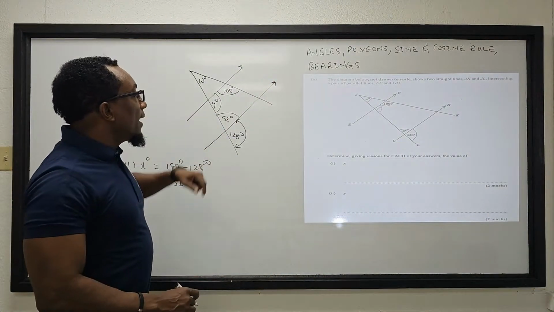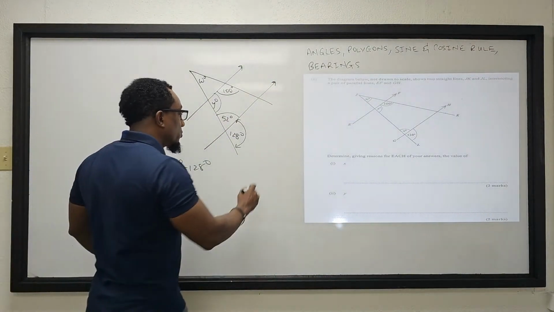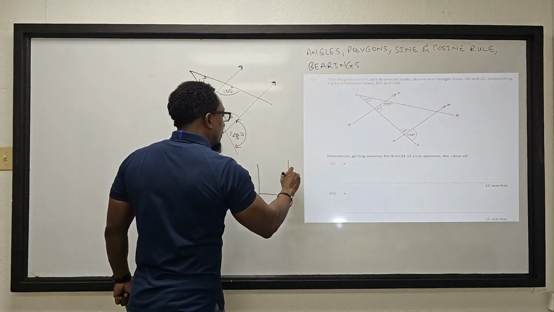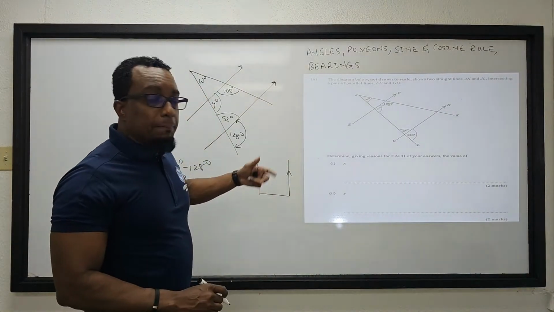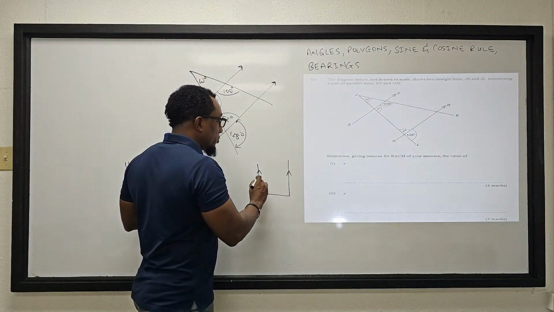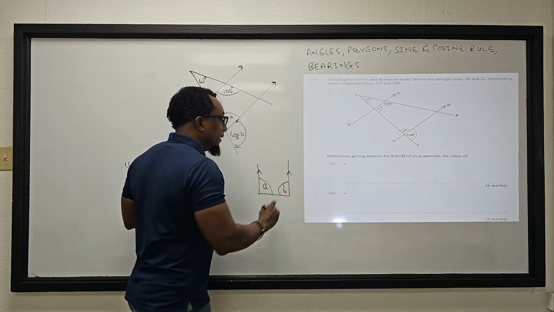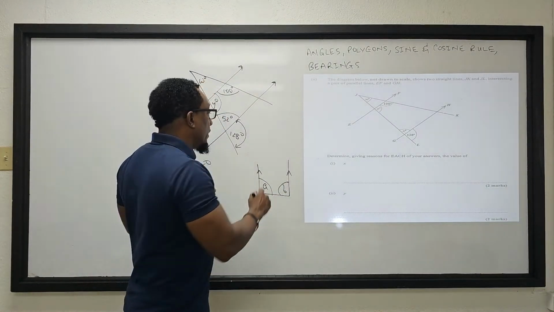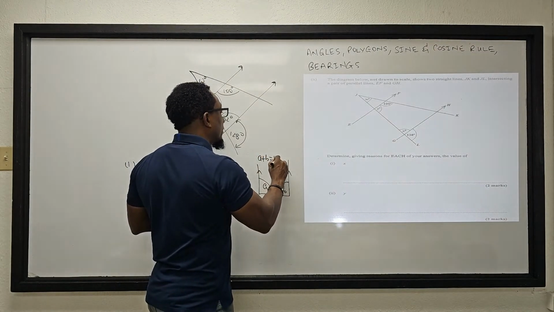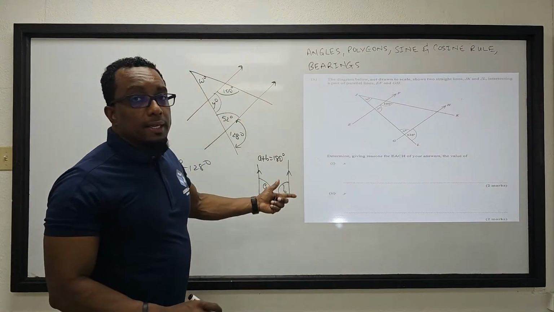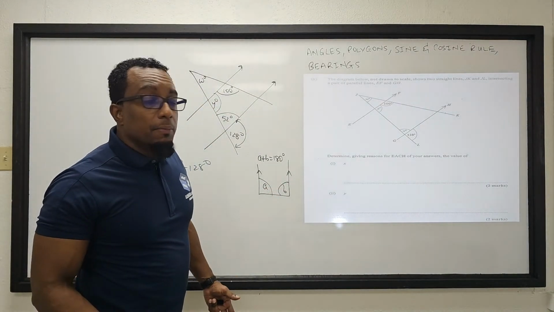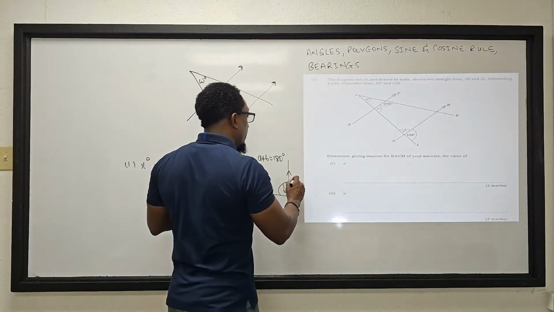To find y, what we can do is use co-interior angles. You see I have that box shape. For the box shape here, these two interior angles, A and B, when you add them, you must get 180. Or if you know one angle, you can easily find the other by subtracting from 180. This is known as co-interior angles.